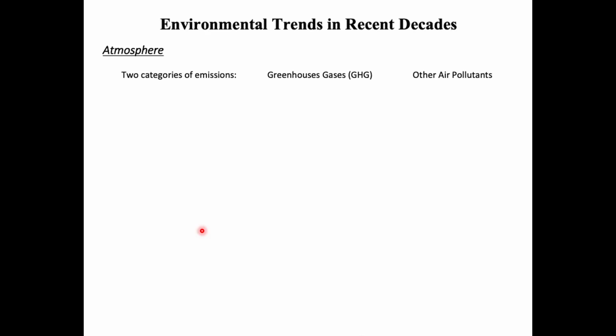Here, we're just going to look at some environmental trends in recent decades to better understand the trade-off between economic growth and environmental degradation or environmental quality. Now, we're not going to go into any of these in detail, but we just want to get a basic sense of different areas of the environment. All right, now atmosphere. So we're focusing on emission, and we are really categorizing emission into two categories: greenhouse gas and other air pollutants.